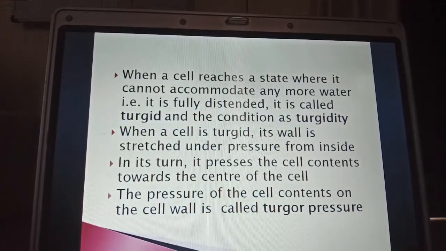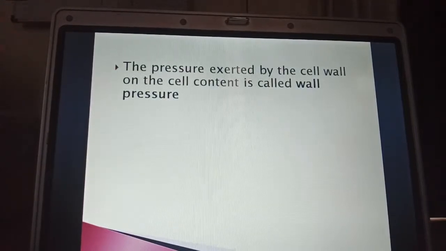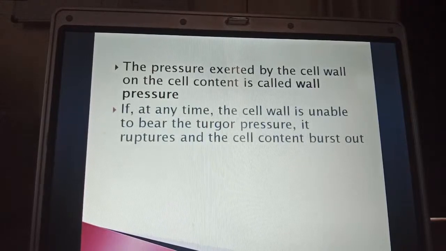When a cell reaches a state where it cannot accommodate any more water, it is fully distended. It is called turgidity. When the cell is turgid, its wall is stretched under pressure from inside towards the center of the cell. The pressure of the cell contents on the cell wall is called turgor pressure. The pressure exerted by the cell wall on the cell content is called wall pressure. It is just the opposite of turgor pressure. If at any time the cell wall is unable to bear the turgor pressure, it ruptures and the cell contents burst out.